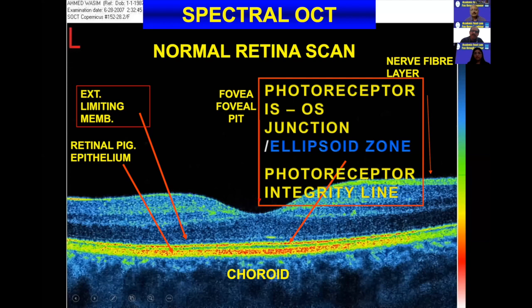But the most common nomenclature for this line is ellipsoid zone. Then is the retinal pigment epithelium, and after that is the choroid and then the sclera. So, if you consider all those nuclei and plexiform layers as inner retina, and the layers after the external limiting membrane as outer retina, I think this can take care of most of the diagnosis of common retinal disorders from a general ophthalmologist's point of view. So you need to know nerve fiber layer, foveal architecture, external limiting membrane, retinal pigment epithelium, inner retina, outer retina, and choroid. And the most important is this ellipsoid zone.